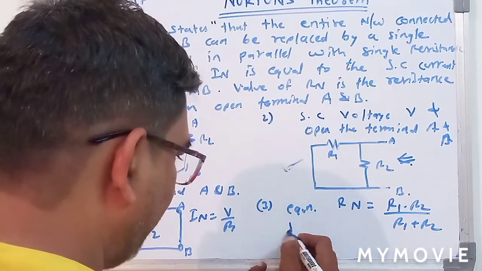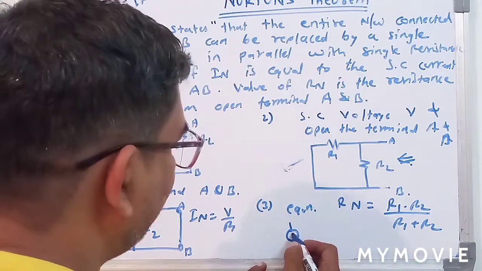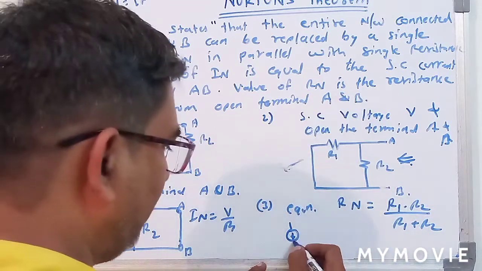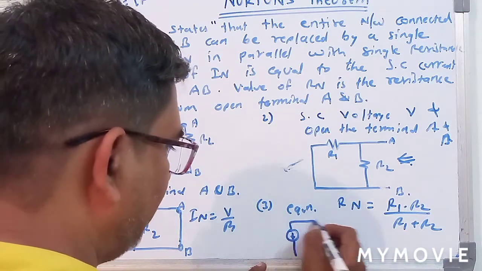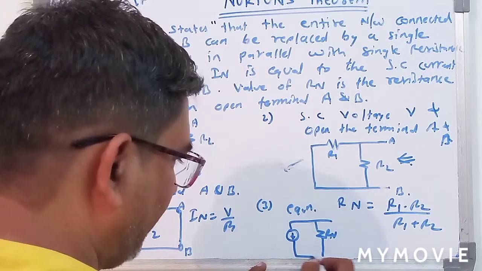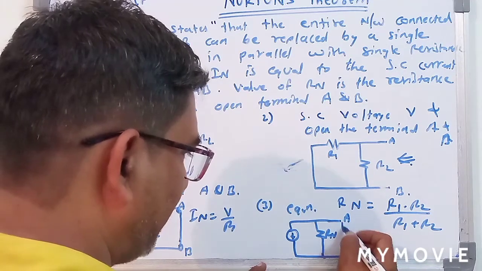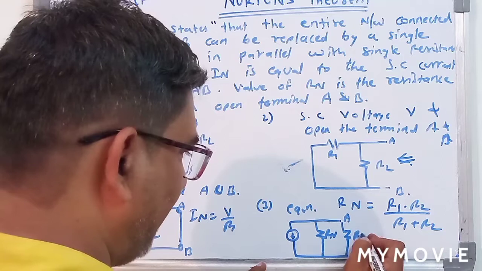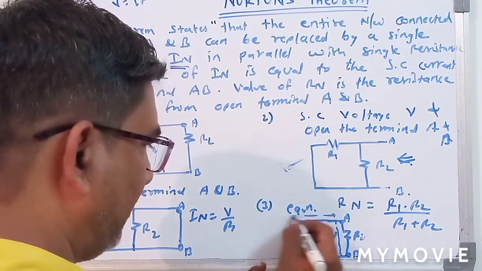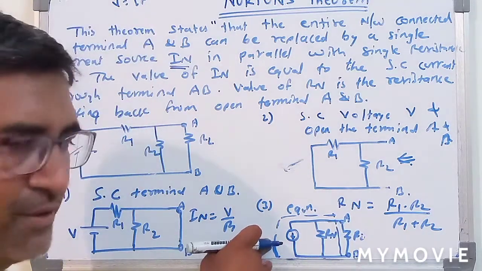So IN, as it is a current, its direction has to be considered, clockwise or anti-clockwise like this, and the resistance RN. And at the terminals A and B, where previously we had taken out the load resistance RL, we have to draw it here, and here you will get the Norton's equivalent circuit. This is the Norton's circuit.